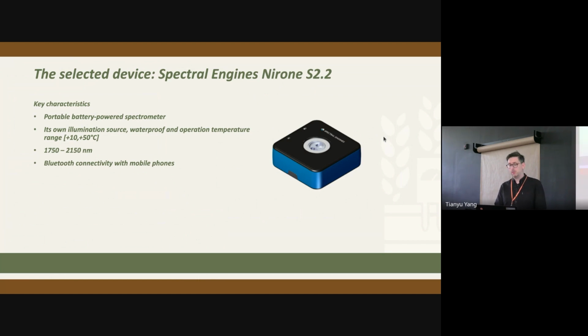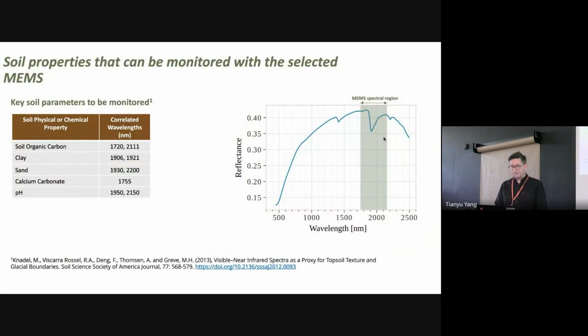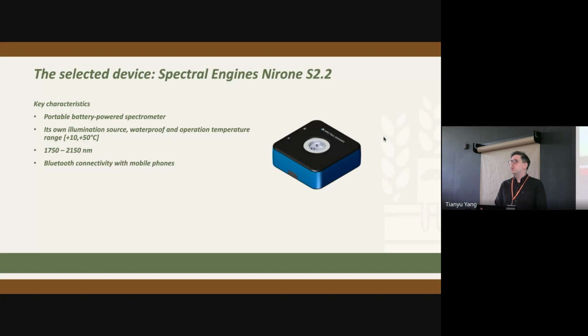The sensor that we selected was the Spectral Engines NIR1S 2.2, which operates at 17,500 to 21,500 nanometers. And it's fully portable, it's small, waterproof, and it has Bluetooth connectivity. How much does it cost? Around 2,500 euros. Okay. But you can download the spectra, the raw data. They go directly to your mobile phone. Cool. And you do not need any license like NeoSpectra.